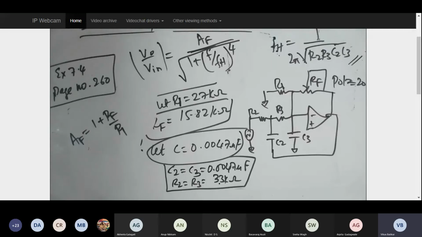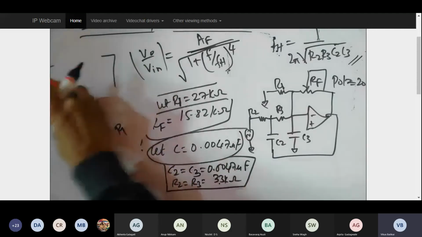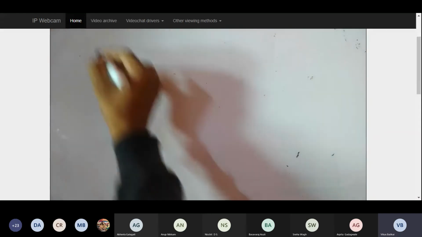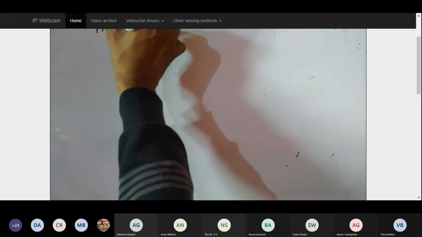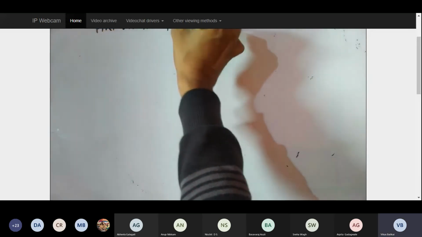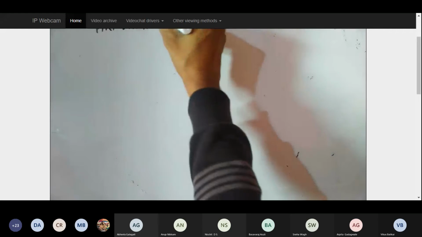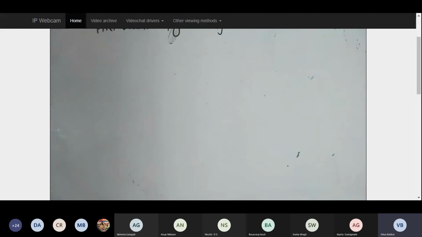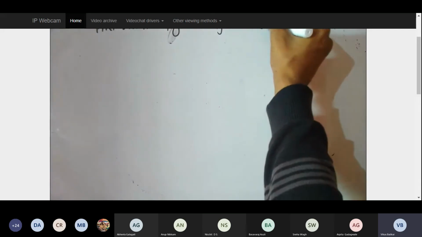A few more problems I'll try to take out time and solve in the next class. But right now, let's move ahead with one more last concept, wherein I'm going to give a small gist of it. That is your first order high pass filter. For the first order high pass Butterworth filter, the concept and the derivation are the same. All are Butterworth only.